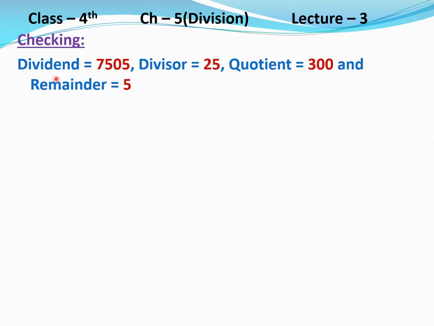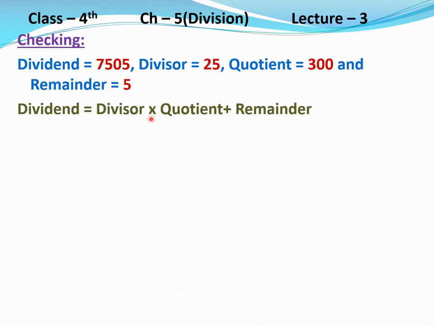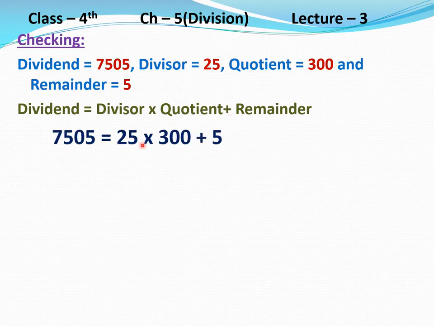Now write down dividend equal to 7505, divisor equal to 25, quotient equal to 300 and remainder equal to 5. Write down dividend equal to divisor multiply quotient plus remainder. 7505 equal to 25 multiply 300 plus 5. See, first multiply 25 by 300. First multiply 25 by 3. 25 multiply 3 equal to 75, and then we will write these two zeros at the end of that product. Clear? So the answer is 25 multiply 300 equal to 7500.